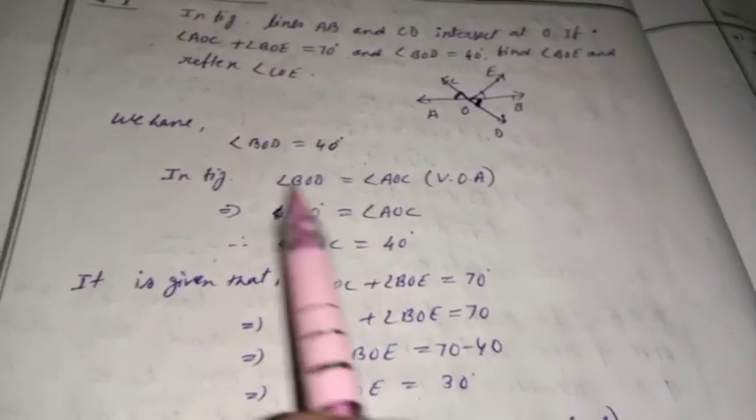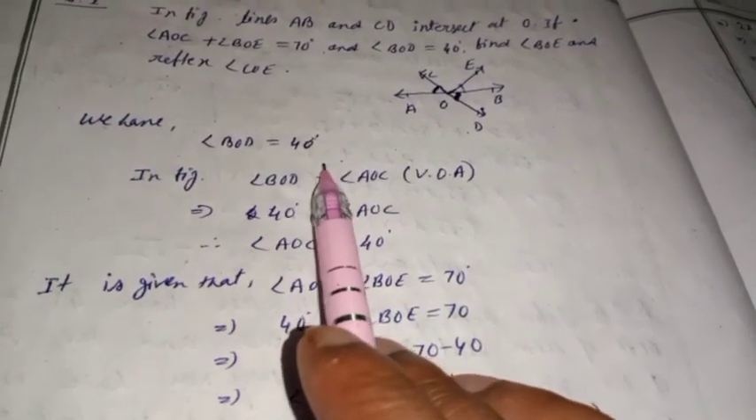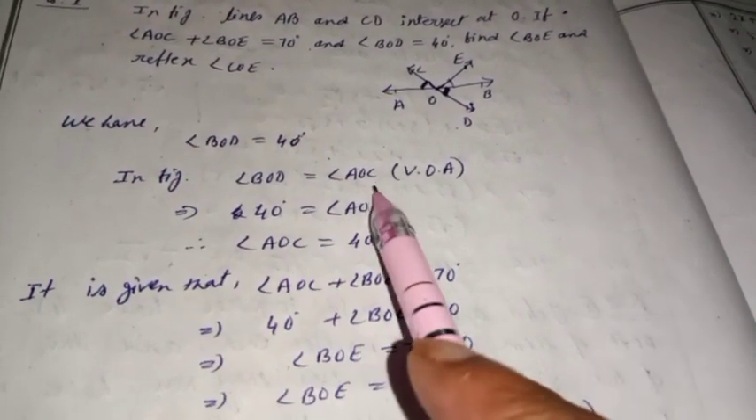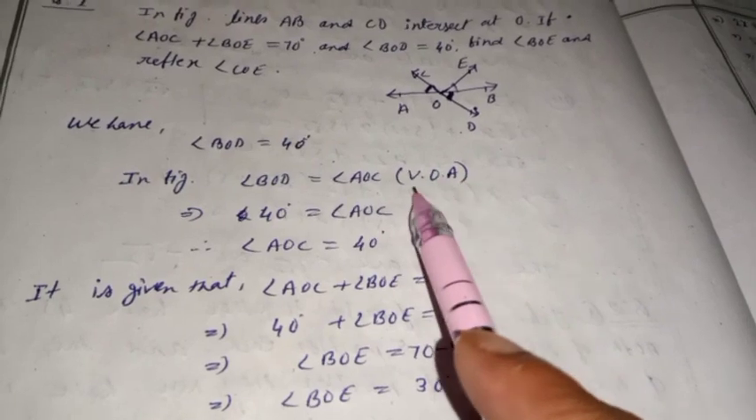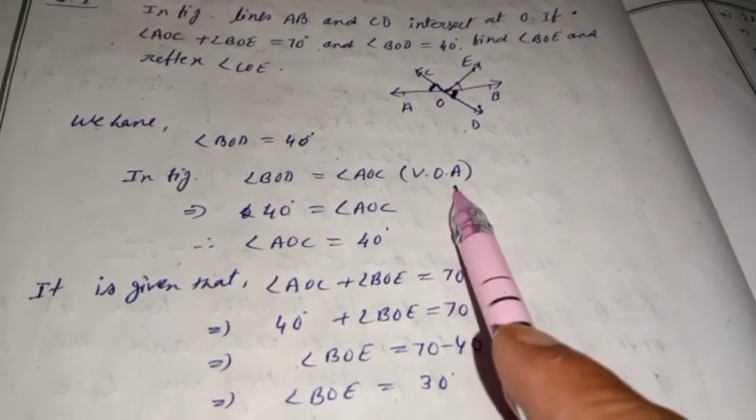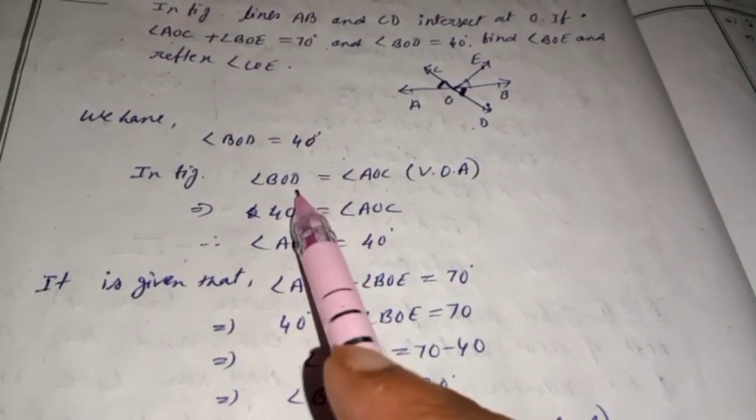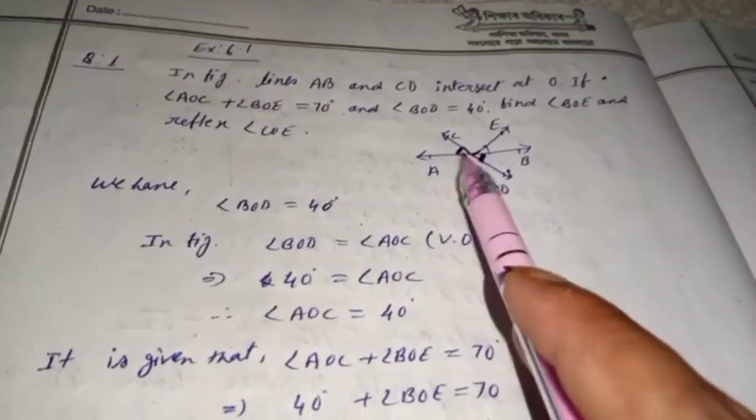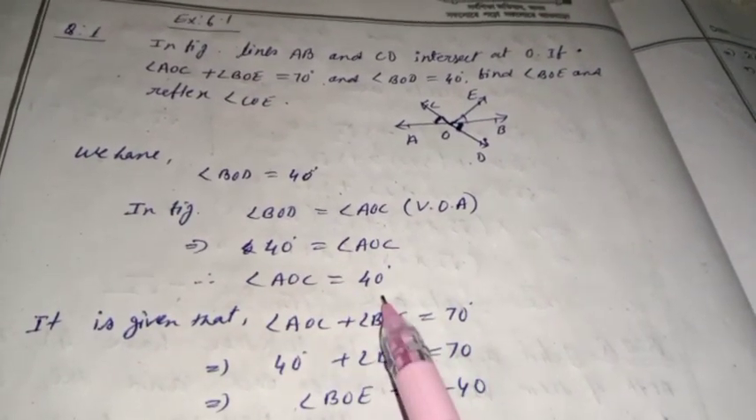So see here what I have done. We have angle BOD is equal to 40. In the figure, angle BOD is equal to angle AOC, VOA. It is a shortcut for vertically opposite angles. You can write it this way. So in the place of BOD, 40 degrees. So AOC is also 40.